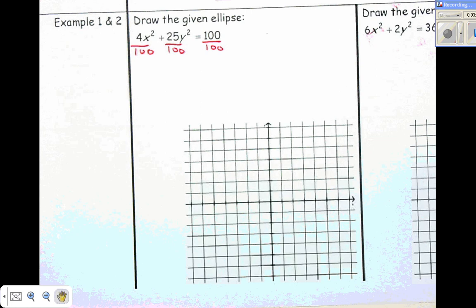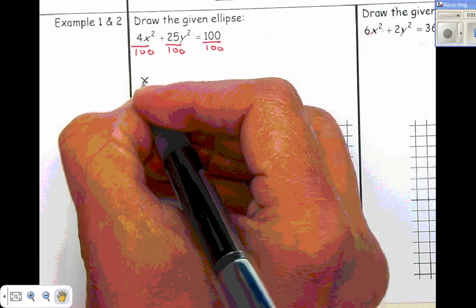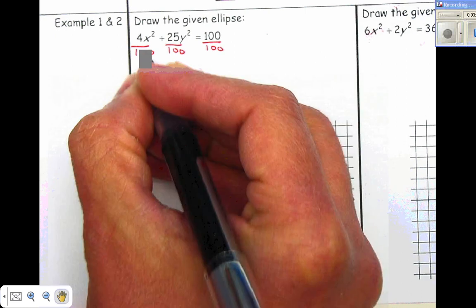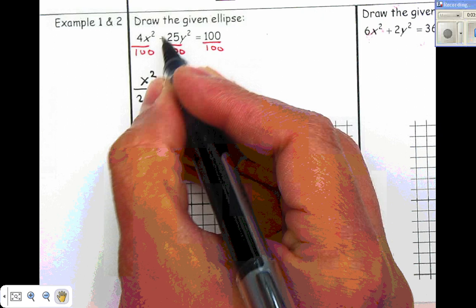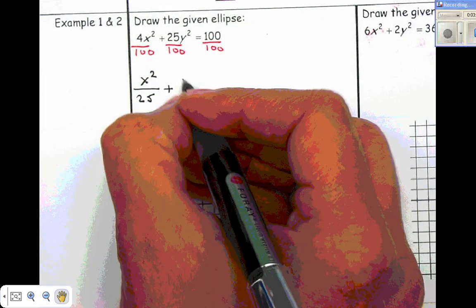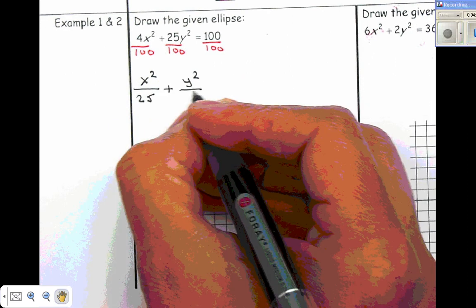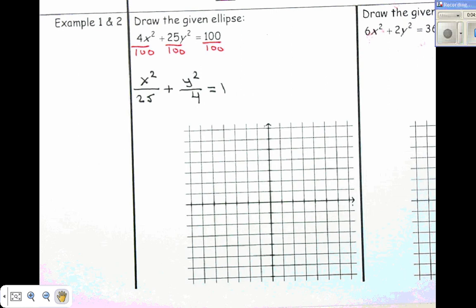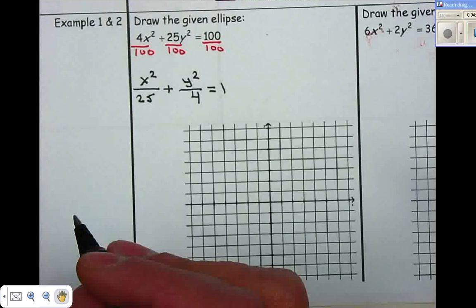One number divides 4 and 100. We can divide by 4, which gives us 1x squared, or just x squared. We can divide by 4, which will give us 25. Now we need to reduce this fraction, so we can divide the top and the bottom by 25. 25 divided by 25 is 1, y squared. 100 divided by 25 is 4. It's equal to 1. Now it looks similar to the equation above, the standard form.